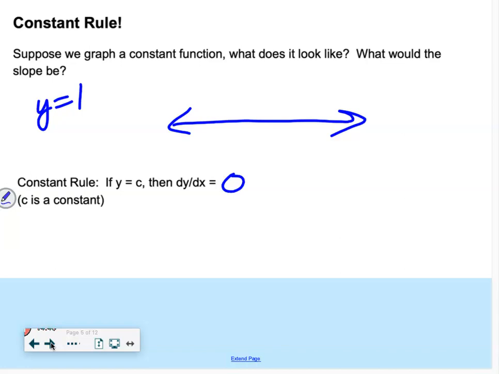Wait, so are constants just whole numbers? No, a constant is anything that doesn't have a variable with it. Oh. Okay. Yeah. So anything where it's not times x. Like if I said, hey, y equals 2x, now all of a sudden you've got a different slope that's not just 0. Got it. Yes, good question.